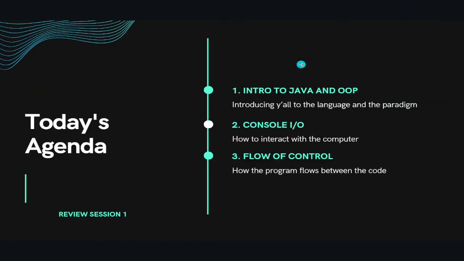So this is kind of our agenda for today. It's not going to be a crazy long session. We got 3 main things we want to go over. Firstly, Intro to Java and OOP design, so object-oriented programming, introducing y'all to the language. Secondly, console input and output, so how to interact with the computer. And third, flow of control, so how the program flows between the code. So let's move forward.